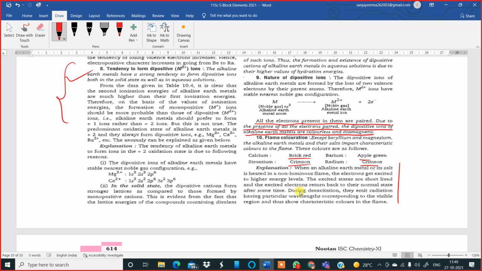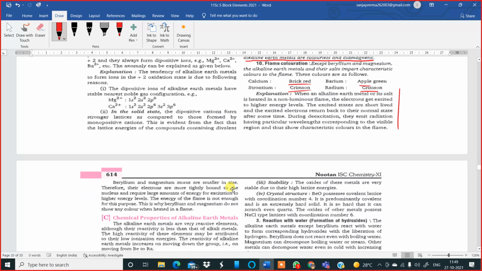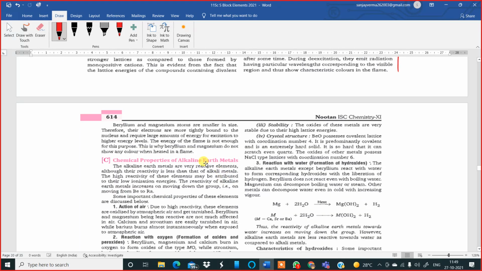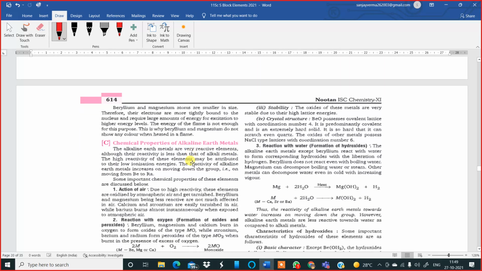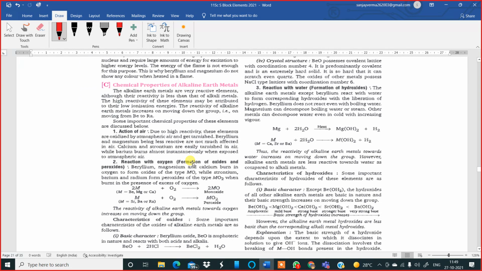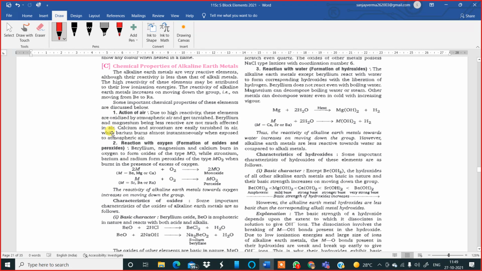Okay. Now after that, moving to page 614, coming to the chemical properties of alkaline earth metals. Have a look at the chemical properties of alkaline earth metals. Look at the first paragraph carefully.